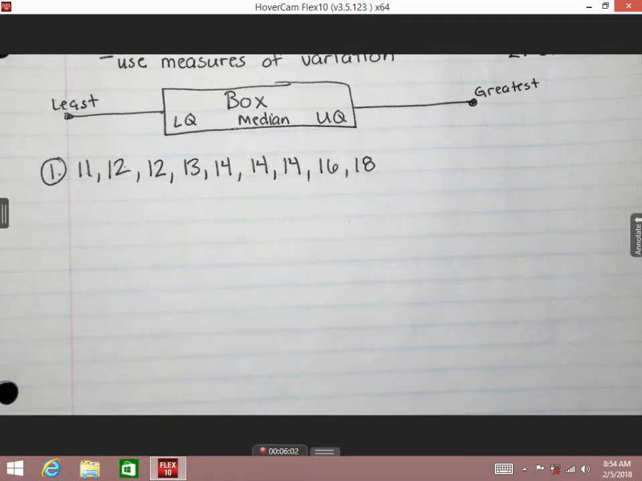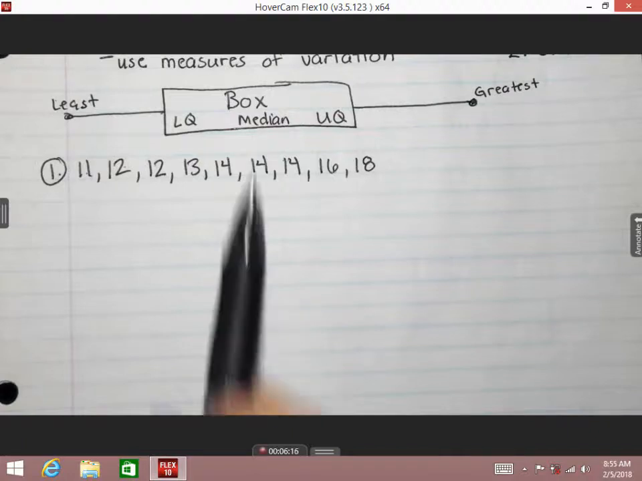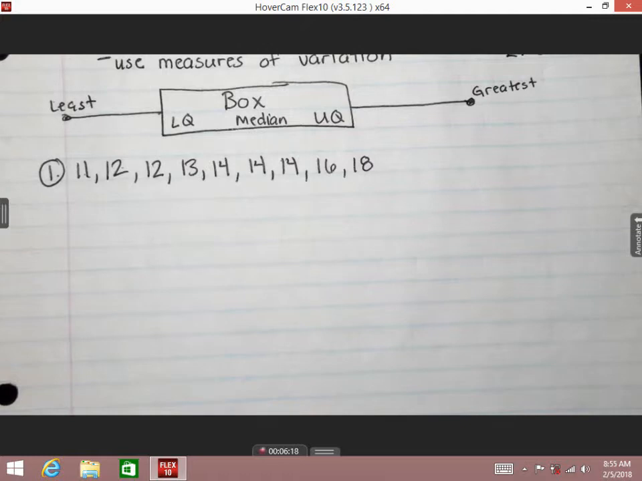Out of those three, my lower quartile, my median, and my upper quartile, what is the first thing I have to find? Thina? The median. Because remember, the LQ is from the lower half. The UQ is from the upper half. So I've got to find the median so I know where the half is. So what is my median going to be in this problem?